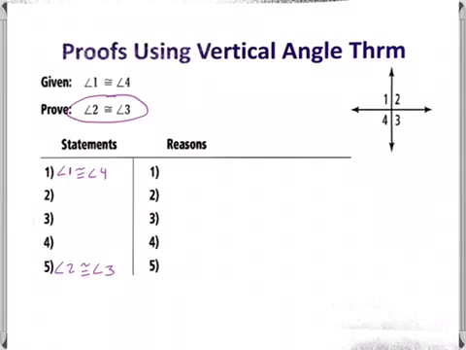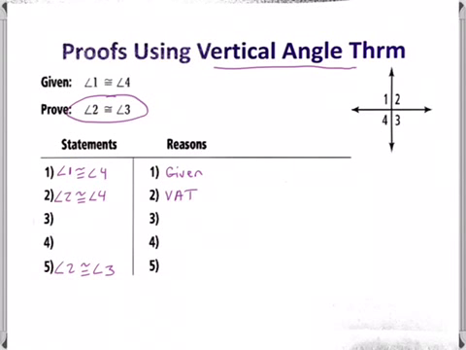Now I've got to figure out how to get there. Well, I know step 1, the reason behind that is the given. They provided that to us. So I know 1 and 4 are congruent. I know that I'm going to use the vertical angle theorem, so let's just pick out a pair of vertical angles. Let's say I know 2 and 4 are congruent because they're vertical angles. So I'll say 2 is congruent to angle 4 by the vertical angle theorem.